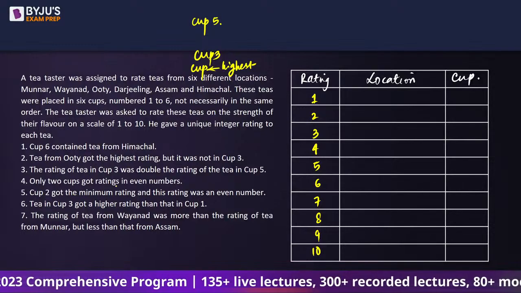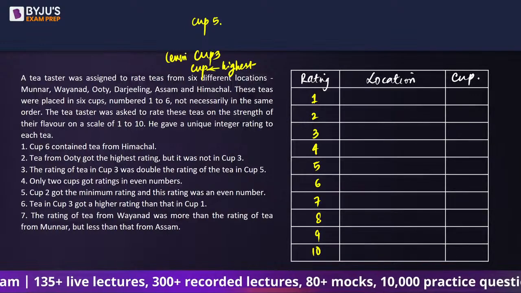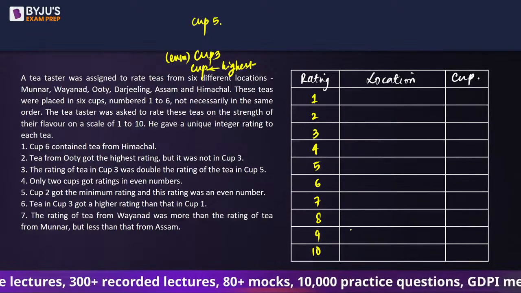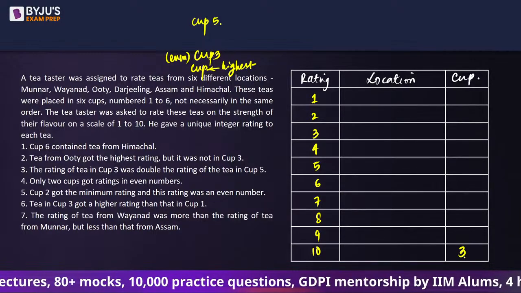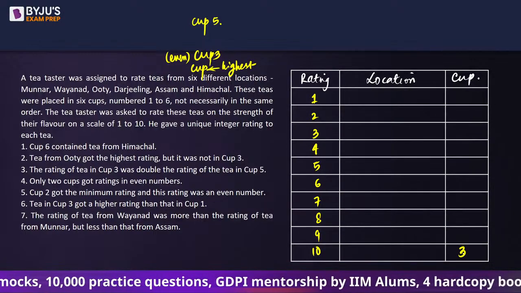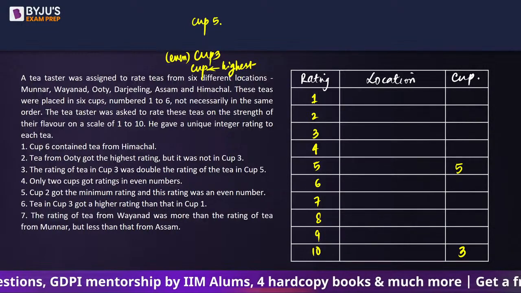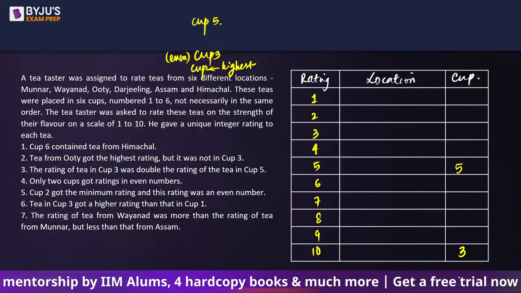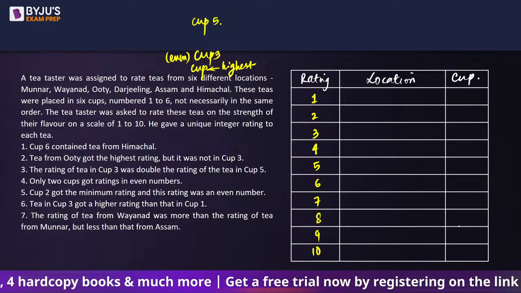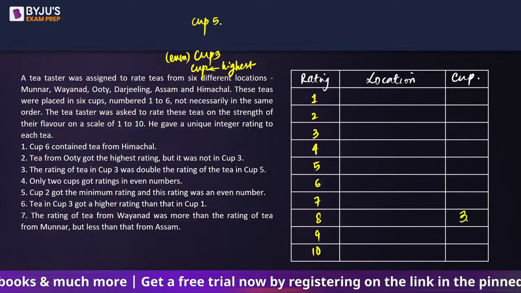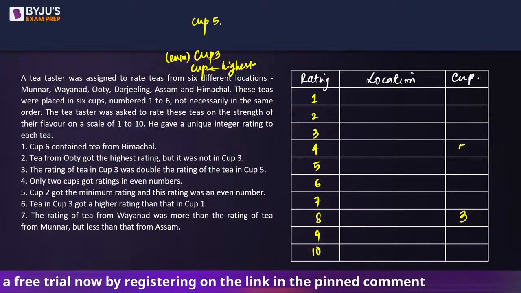Now, only 2 cups got ratings in even numbers. Well, we are pretty sure that cup 3 is an even number. So if cup 3 is an even number, so let's look at this. If cup 3 is even number, then this is going to be our cup number 5. But this is not possible because we have another cup which has got the highest rating, which should be below 3. So this 3 and 5 will not work out. The next possibility is if this is cup 3, so we will have cup 5 as this.